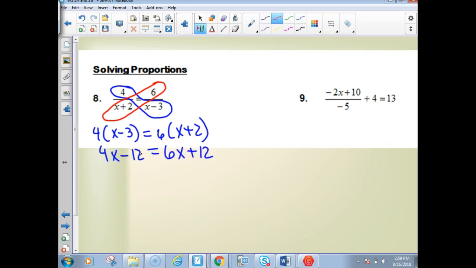Now careful, don't assume those 12s are going to cancel out. Okay, we're going to subtract 4x from both sides, leaving us negative 12 equals 2x plus 12. We need to subtract 12 to isolate the 2x. That'll give us negative 24 equals 2 times x. And then we'll divide by 2 and get negative 12 for our solution.